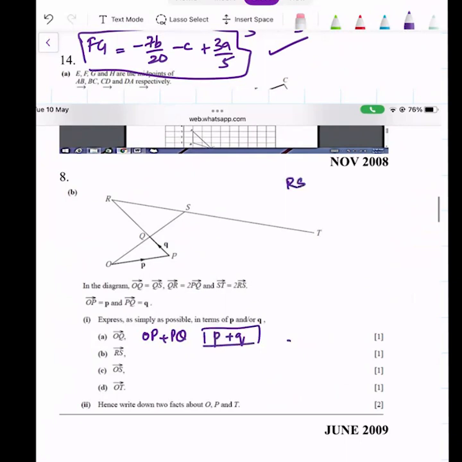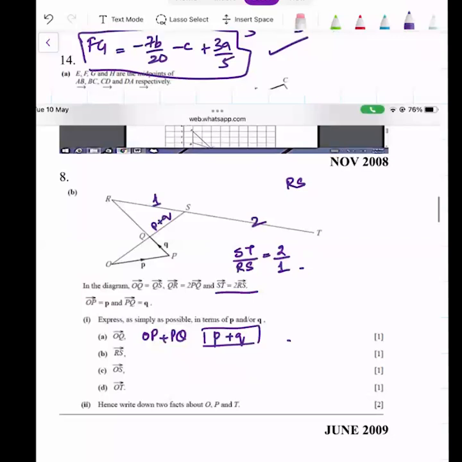Then comes RS. If you look at this, ST is 2 portions and RS is 1 portion. This is the unitary method of doing it. ST is 2 portions, RS is 1 portion. Do we have RT? No. OQ is equal to QS. So OQ is P plus Q.